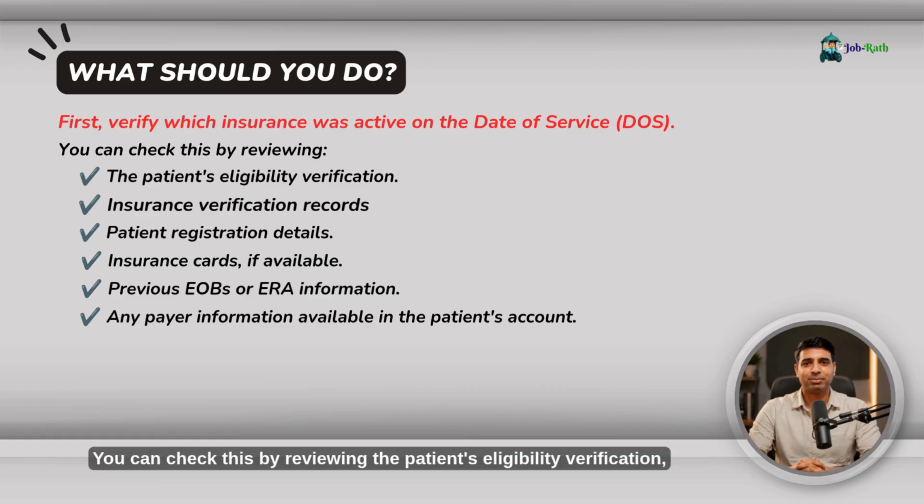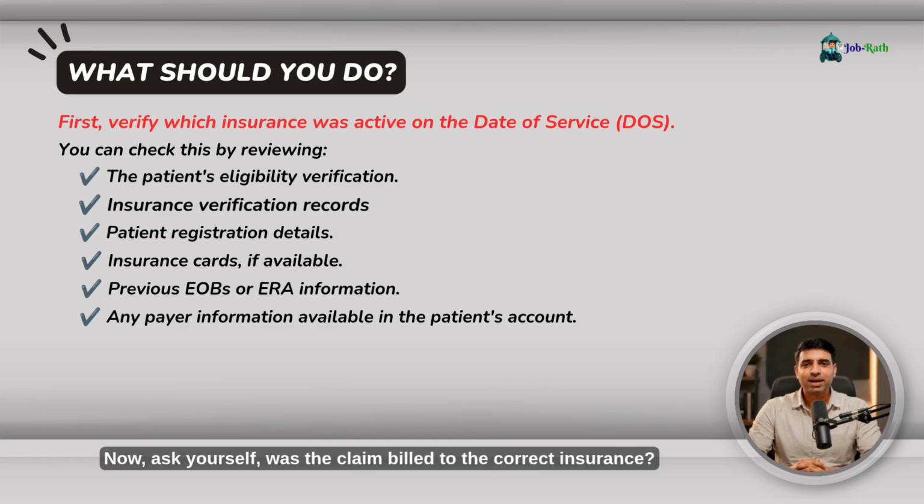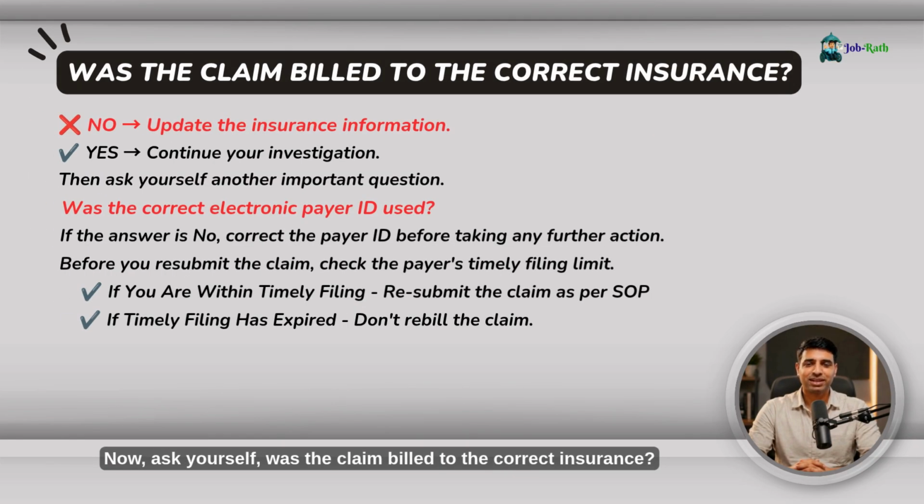You can check this by reviewing the patient's eligibility verification, insurance verification records, patient registration details, insurance cards if available, previous EOBs or ERA information, and any payer information available in the patient's account. Now ask yourself, was the claim billed to the correct insurance? If the answer is no, identify the correct payer and update the insurance information in your billing system.